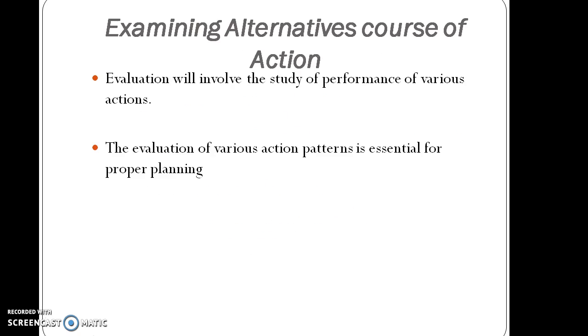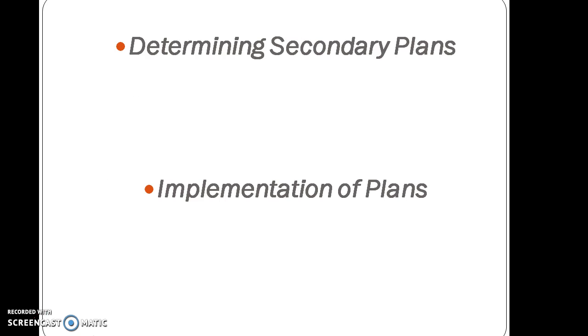Next is examining the alternative courses of action. Once the forecast has been done, if you want to do some single thing, there are different alternatives available. All the alternatives should be evaluated based on their performance and action should be taken. Evaluating the various action patterns is essential for proper planning. For completing one task, there are different types of actions or different types of sources available. So all should be evaluated on different parameters.